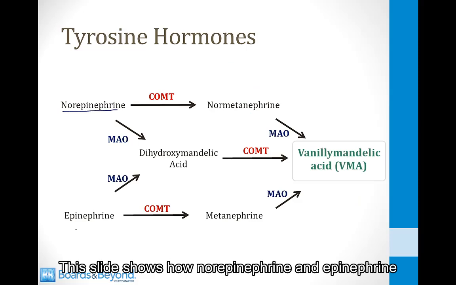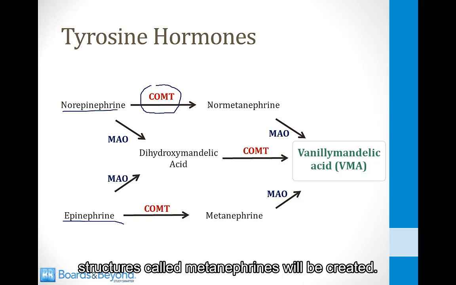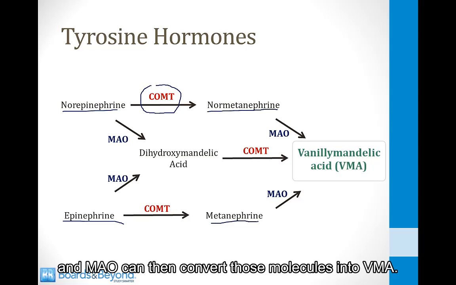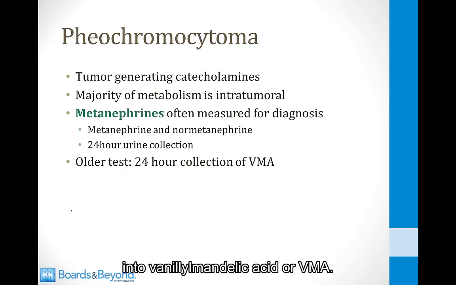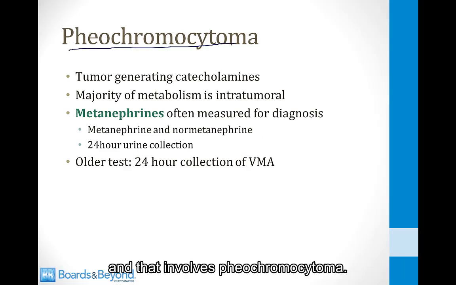This slide shows how norepinephrine and epinephrine are metabolized into VMA. Once again, MAO and COMT both need to metabolize the molecules, but they can go in either order. If COMT metabolizes them first, structures called metanephrines will be created. These are either normetanephrine or metanephrine, and MAO can then convert those molecules into VMA. If MAO goes first, it will create an intermediate called dihydroxymandelic acid, which COMT can then convert into vanillomandylic acid, or VMA.